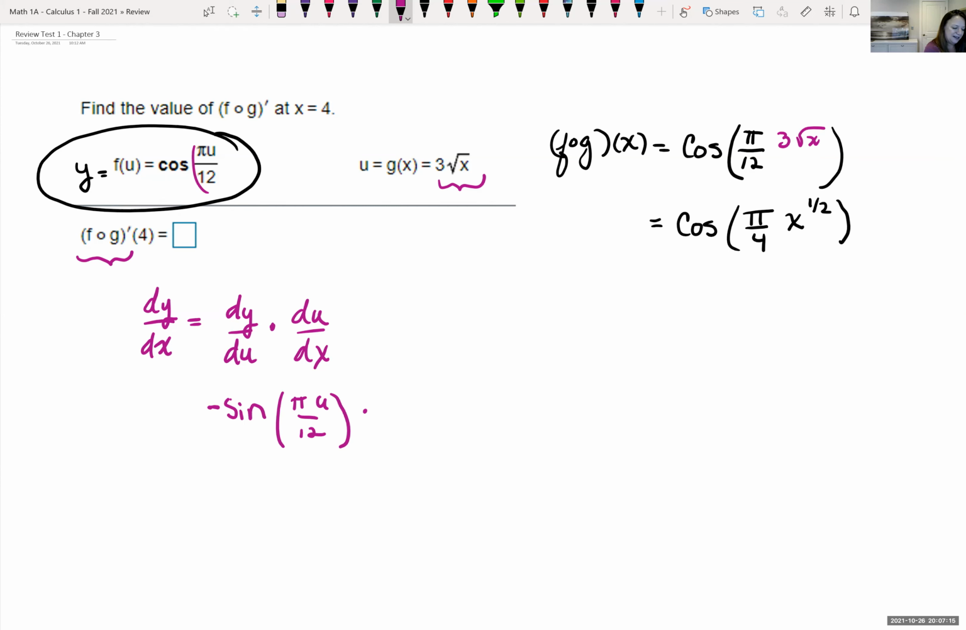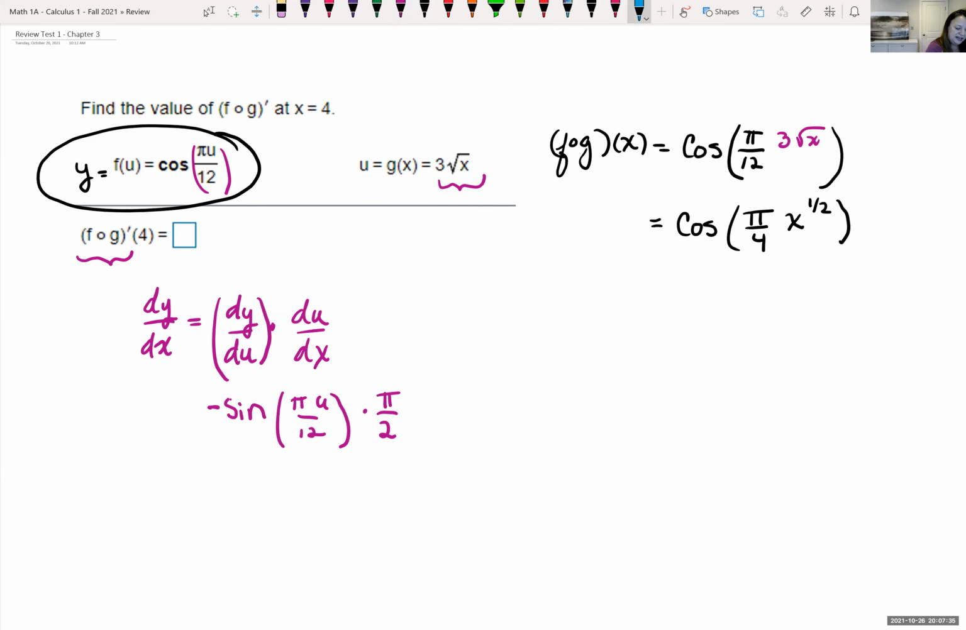Well, we still have to look at this as the chain rule in here. So times the derivative of the inside. So the derivative of pi u over 12 is just pi over 12. And that's our dy/du.